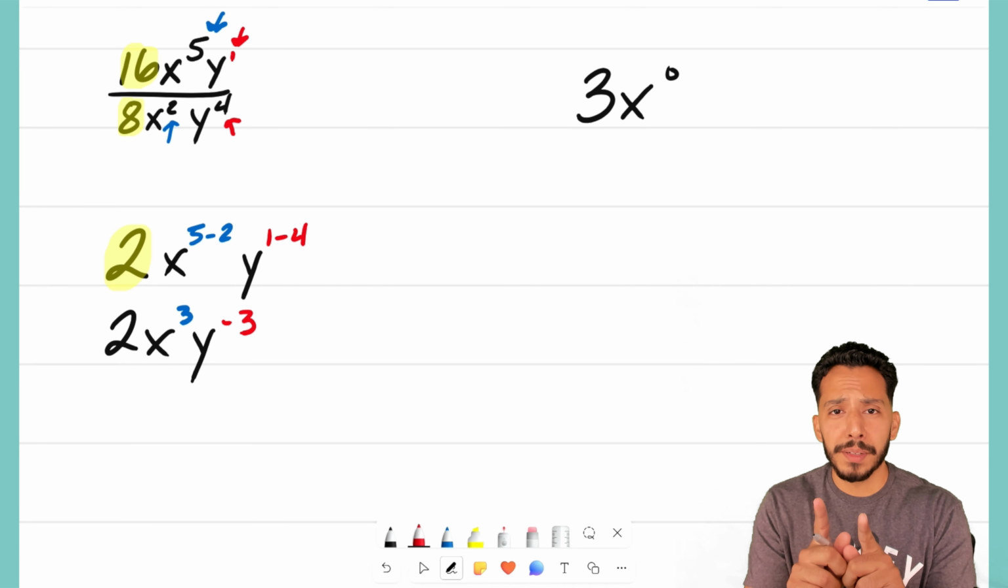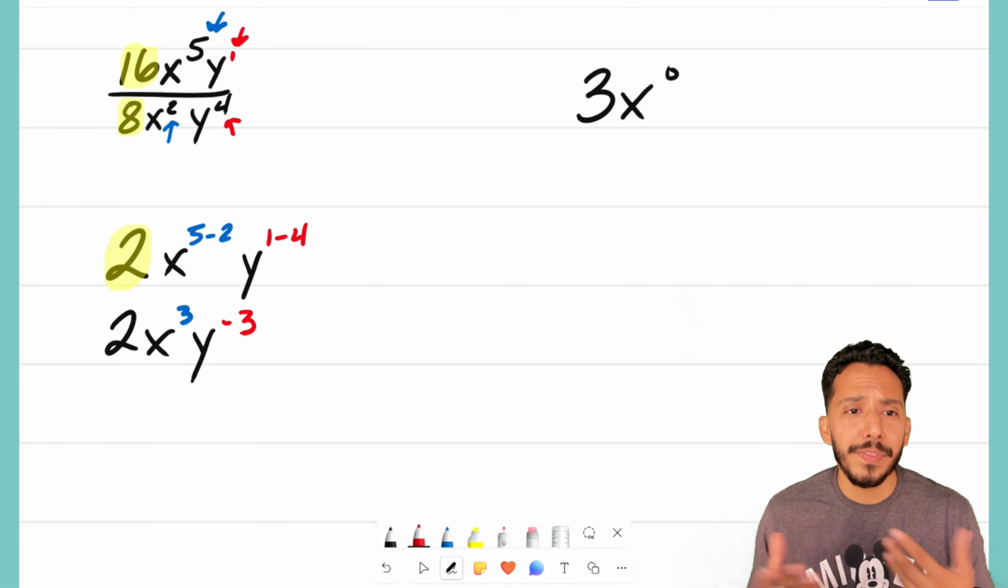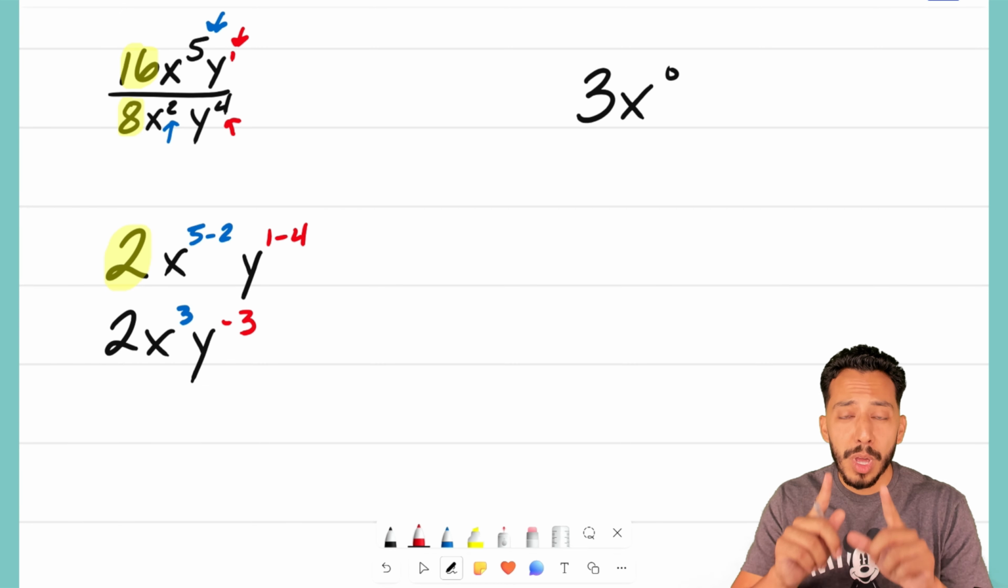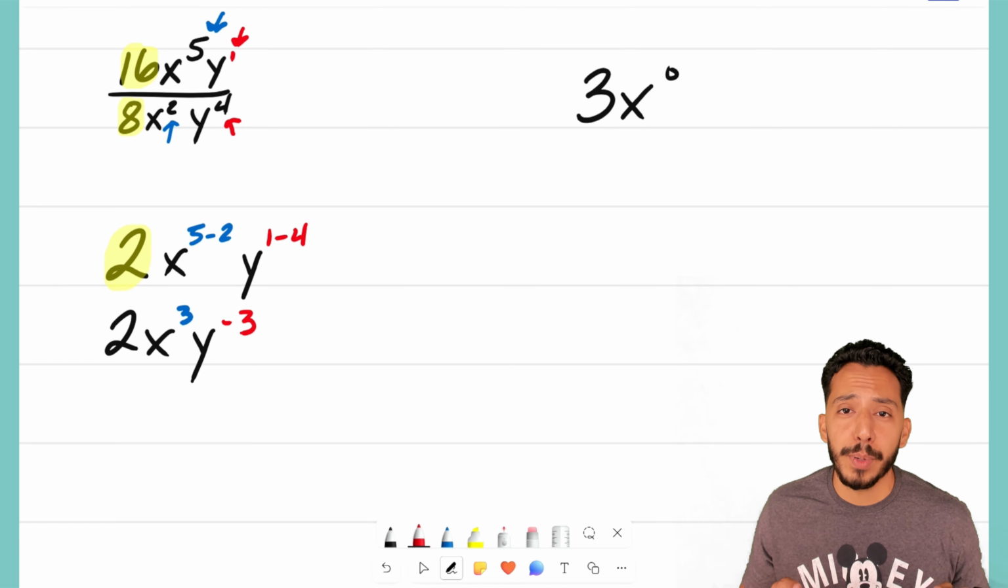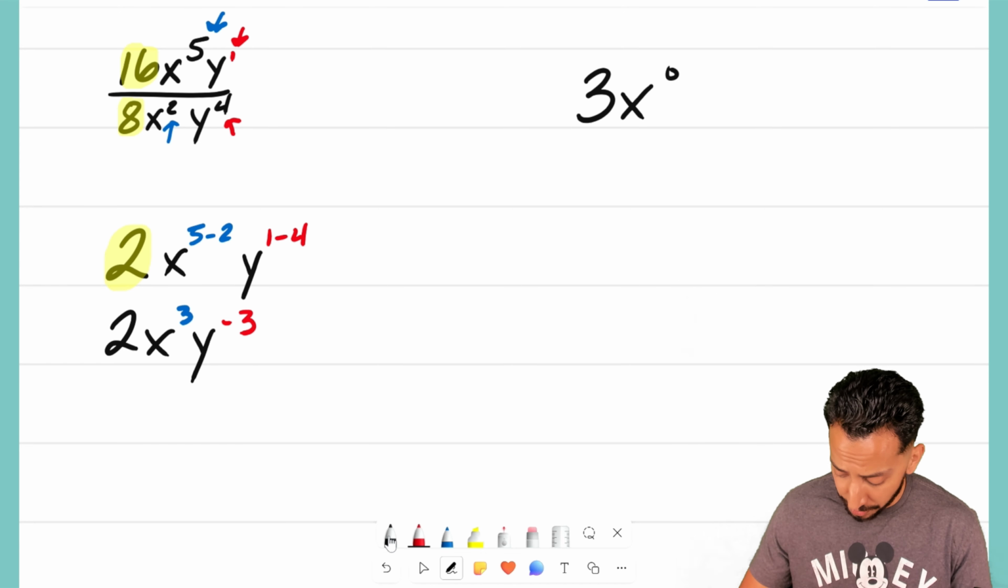Now you might be thinking, okay, we're done. We got it. We simplified it. There are no more fractions. But no. We don't leave our answers with negative exponents. We don't like negative exponents. So we need to take care of that y variable.